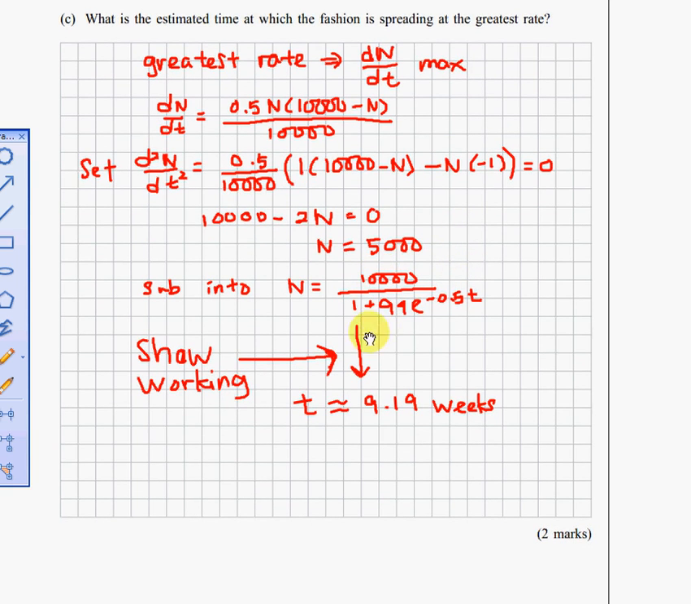Sub this into our solution in part B, and again here some workings, you need to show them, and you should end up with something like this.